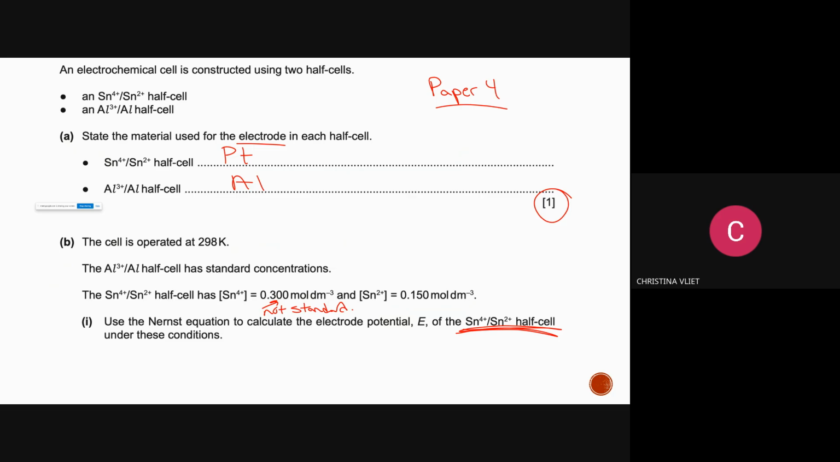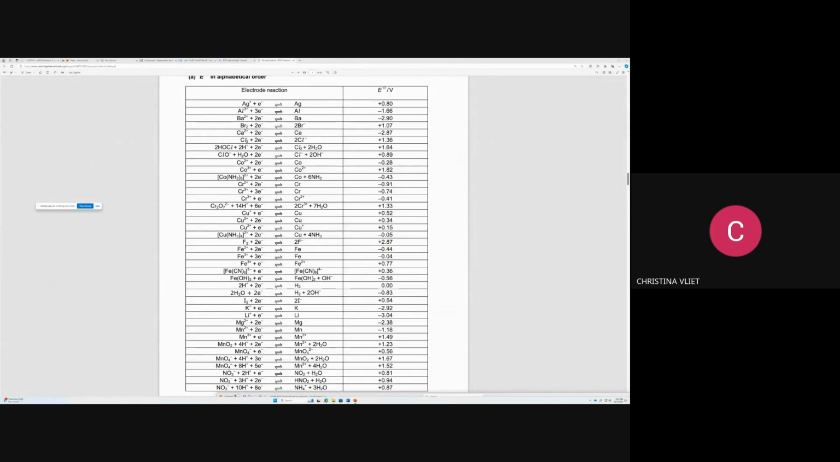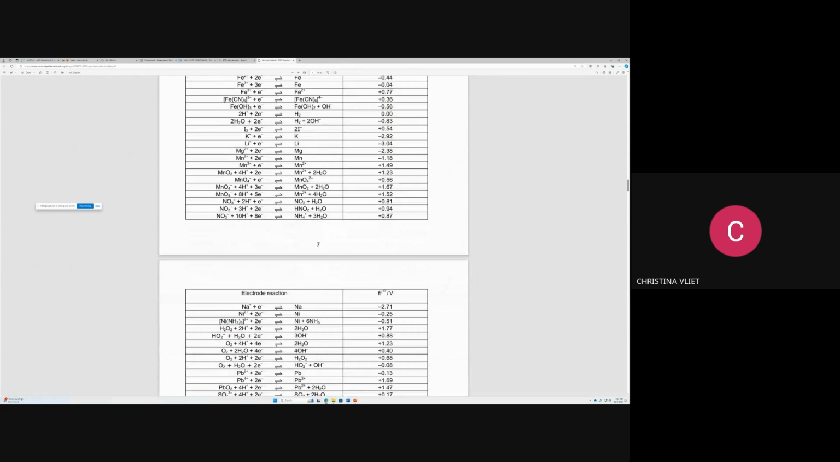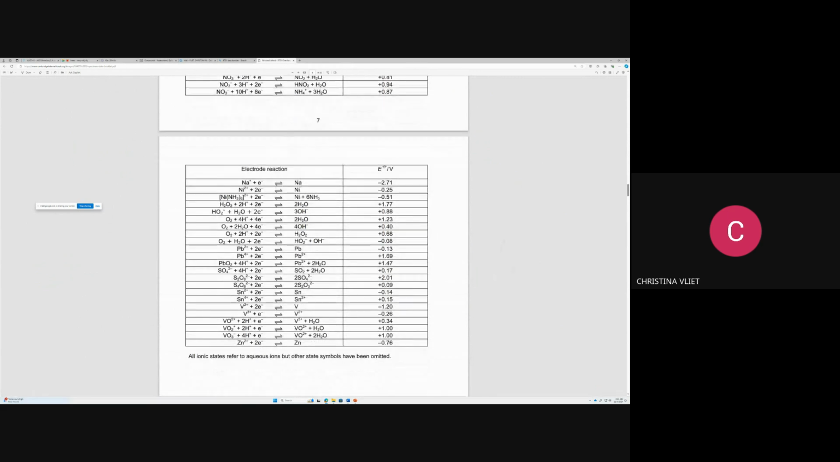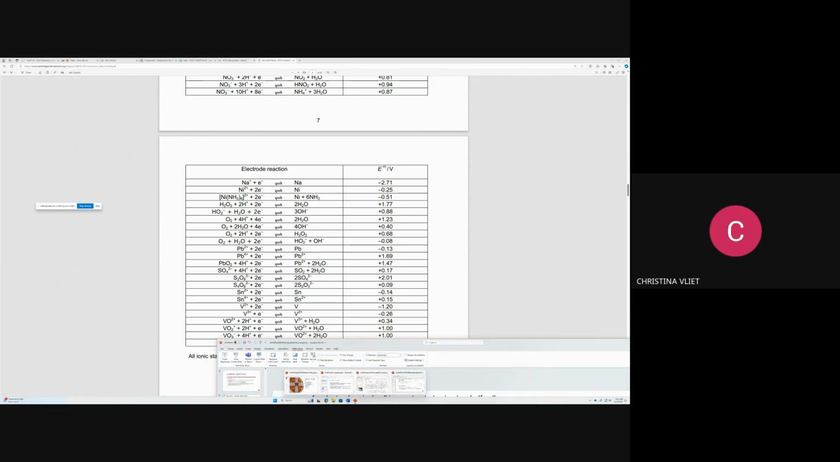Because this is a question that is before 2022, you need the data booklet in order to pick up the standard cell potential for Sn4+ to Sn2+. So head to your data booklet and figure out what is the E cell for the standard cell for Sn4+ to Sn2+. I'm going to go ahead and also look at the data booklet because I don't have all the standard cell potentials. Sn4+ to Sn2+. That's this one right here. Sn4+ to Sn2+ is positive 0.15. So we need that number.